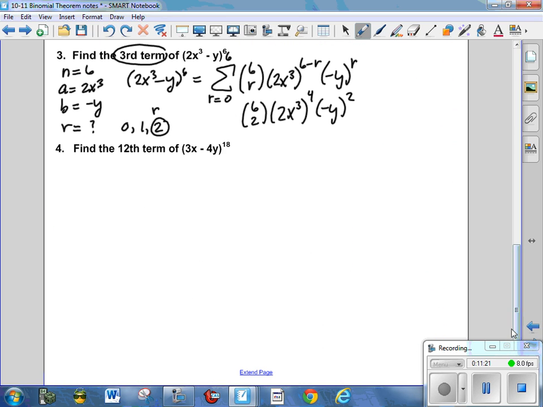So how do we get the 240? Well, 6 select 2 is 6 factorial over 6 minus 2, 4 factorial, 2 factorial. This ends up being 16x to the 12th, and this ends up being y squared. Okay, so we've got that part. So we just need to figure out the 6 factorial part, and I'm running out of room.